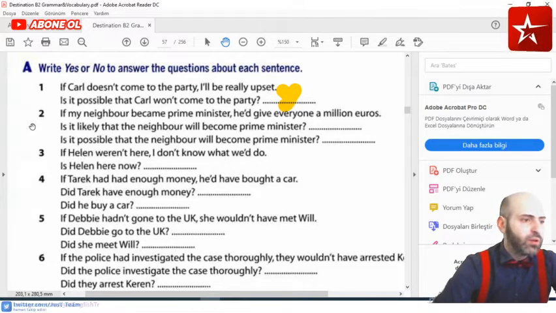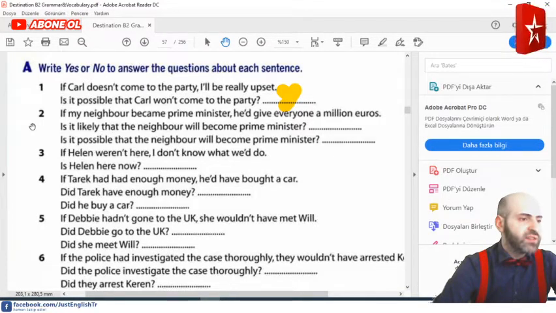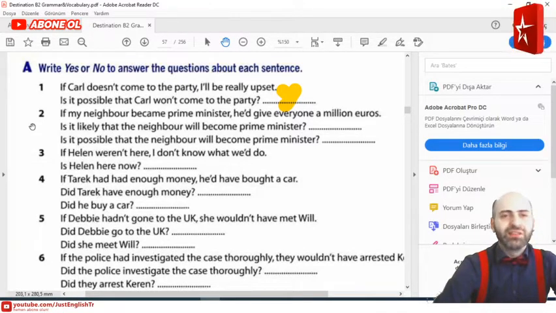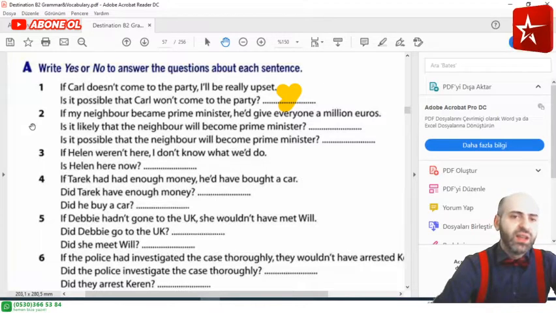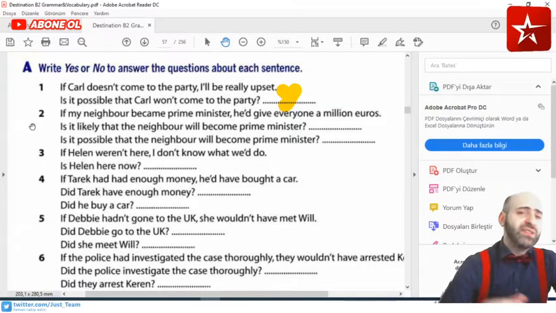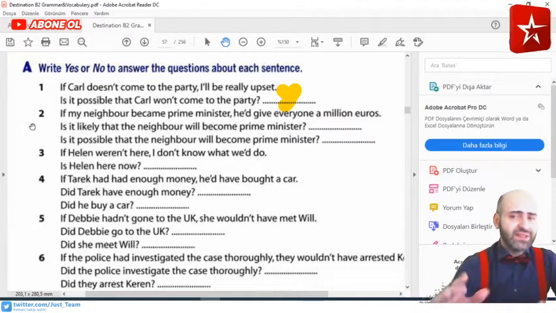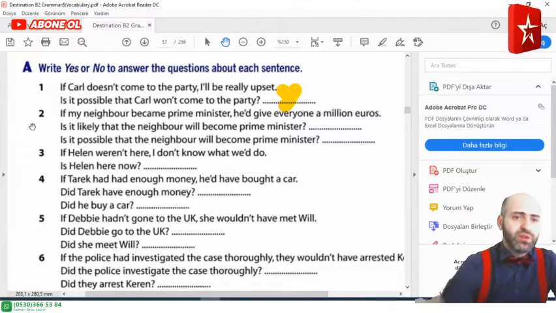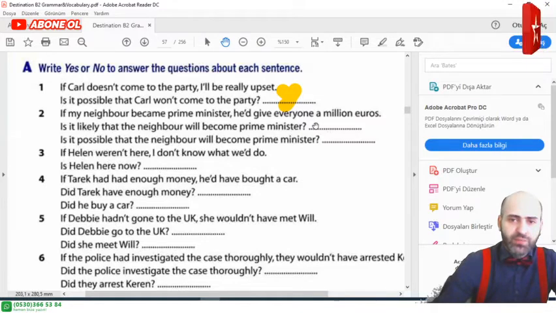I see comments from Makinistman, Irina, Ayşe, Mustafa, Ahmet. Yes, guys, all of you are correct. Is it likely? No, it's not likely. Is it possible? Yes, a very small possibility, but still, yes, there is a small possibility. So this one will be no, and this one will be yes.